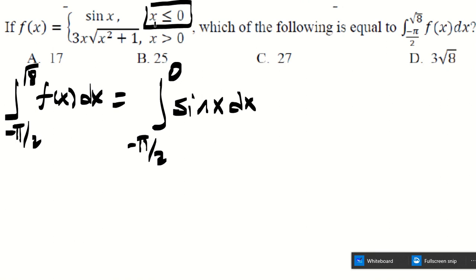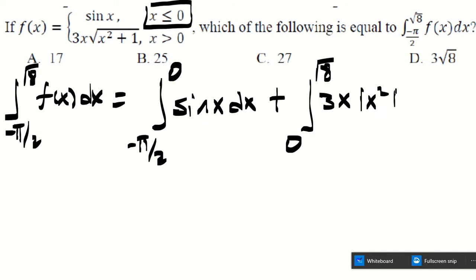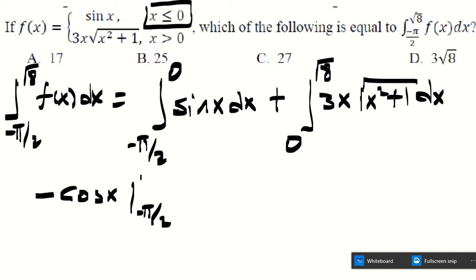because the function for x less than or equal to 0 is given by sine x. So from negative pi over 2 until 0, it contains negative and positive intervals. From negative pi over 2 until 0, we'll take sine x, plus the remaining from 0 to root 8, where the function is the other one, 3x square root of x squared plus 1 dx. Then the integral of sine x will be very easy. It will be negative cos x. Let's write it, negative cos x from what to what? From negative pi over 2 until 0.